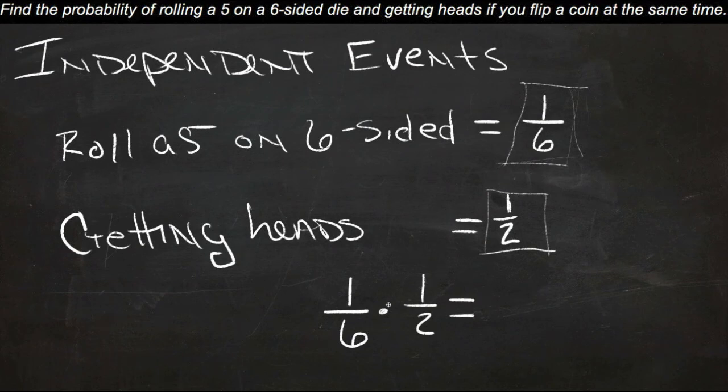So the probability is going to be less than it would be of either one of these individually, because they both have to occur simultaneously. So here we're going to have 1 over 6 times 1 over 2. We just multiply straight across like we would with any other fraction, and we'll get 1/12. So one time in 12 that I roll a die and flip a coin, will I not only get a 5, but I'll also get heads at the same time. Definitely slimmer than either one of those individually.